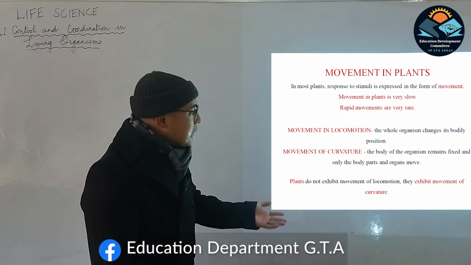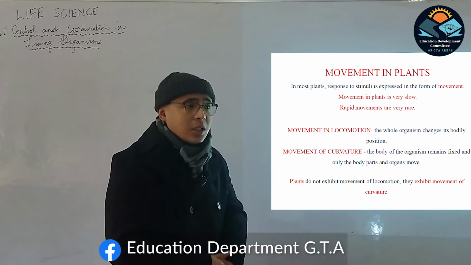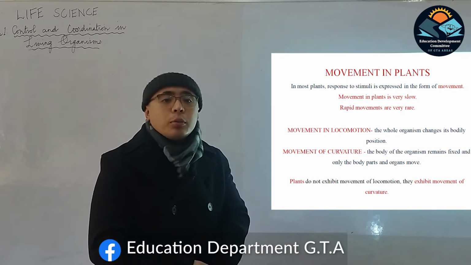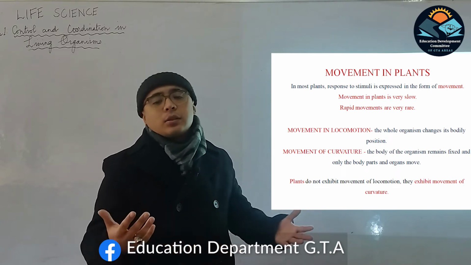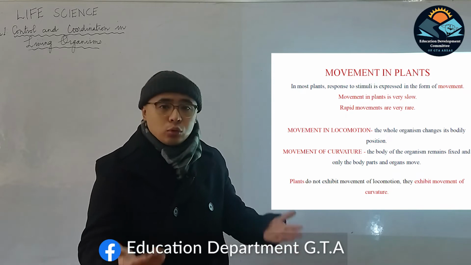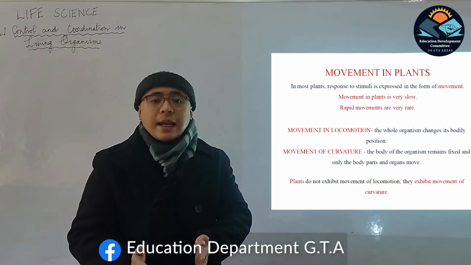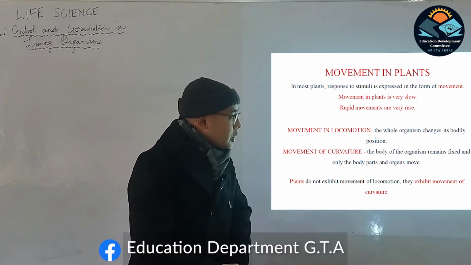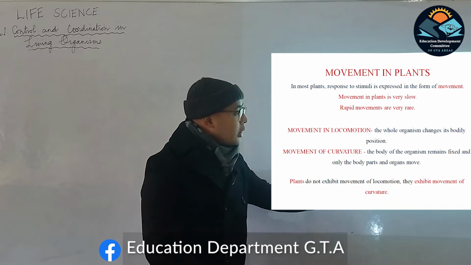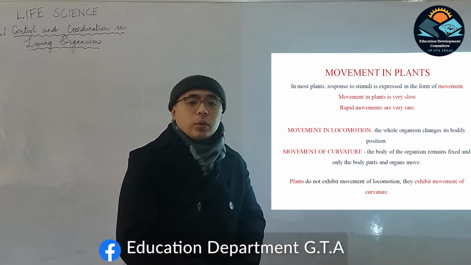The other type of movement is movement of curvature. Now, movement of curvature is also a movement, but however, the body of the organism remains fixed in one place and only its body parts or organs will move, which means to say that the bodily position of the organism does not change. So therefore, movement of curvature is the type of movement where the body of the organism remains fixed and only the body parts or organs will move.